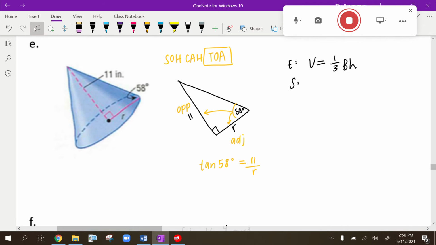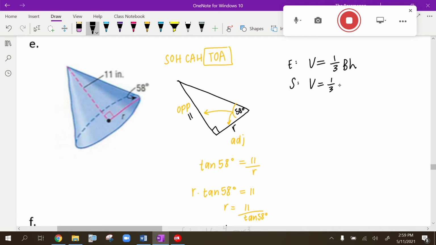Now we've done this many times, but just as a quick refresher, we could multiply by r on both sides. Remember, it does not multiply by the angle. And then to get r by itself, we need to divide by tangent of 58 degrees on both sides. Now you have to make sure your calculator's in degree mode to be able to solve this correctly.